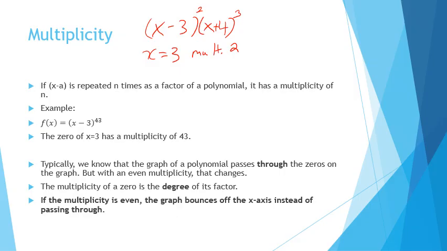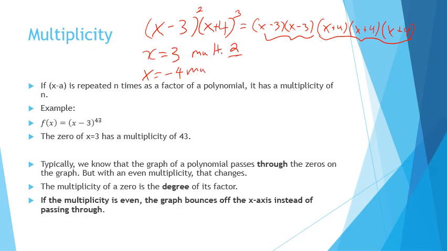And the reason why it's 2 is because this is essentially going to be repeated 2 times, right? We have x minus 3, and then you have x plus 4, x plus 4, x plus 4. This is repeated 2 times, so that is what our multiplicity is. Likewise, if we have the 0, x equals negative 4 here, this is going to have a multiplicity of 3, and that's going to be whatever that exponent is there.